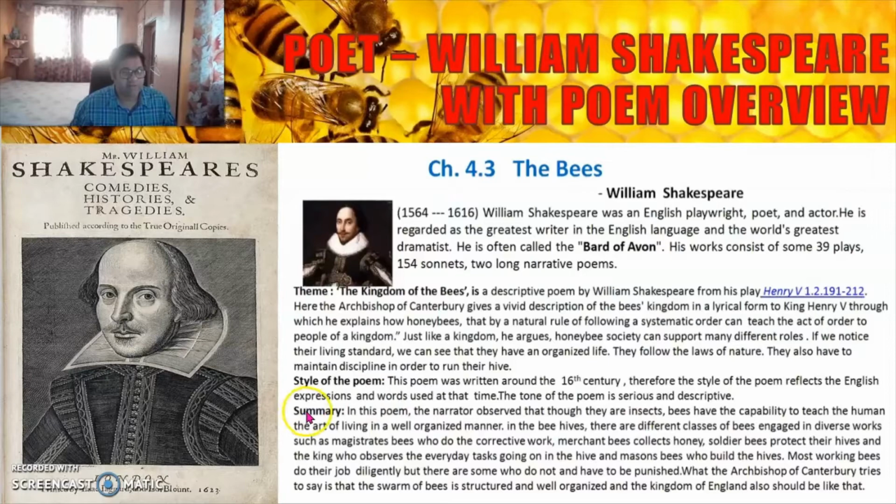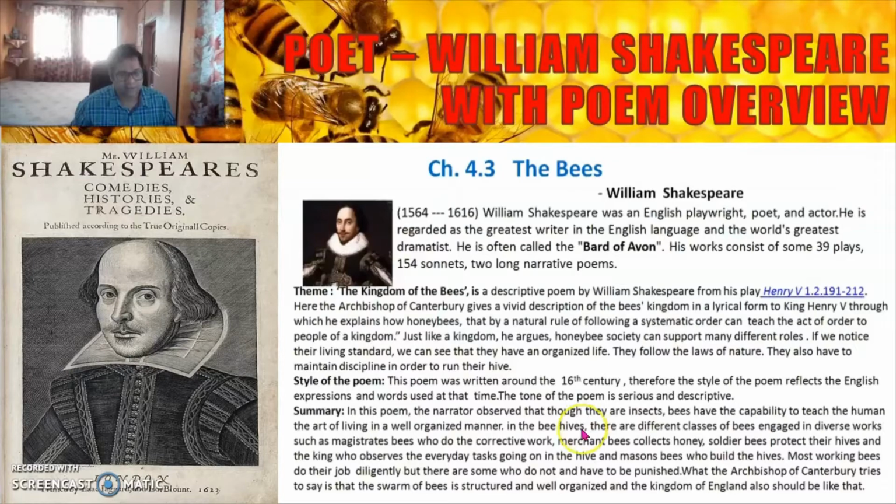And let us understand a summary of the poem, the overall overview. In this poem, the narrator observed that though they are insects, bees have the capability to teach humans the art of living in a well-organized manner.